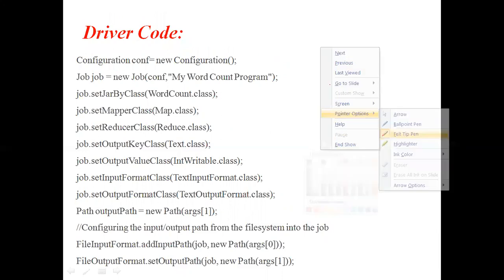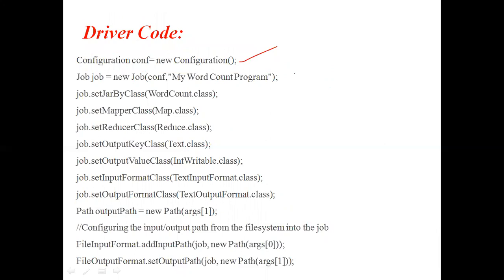As we already said, we are creating an object for the Configuration class. That configuration object is given as a parameter to the object of the Job class. Clear? Now for this object of the Job class, we are giving setJarByClass WordCount dot class. What is this WordCount dot class? It is the class file of your program. For example, if your program name is WordCount dot java, what is the class file name? WordCount dot class. For the job object, we are giving our program class file name, that is setJarByClass.